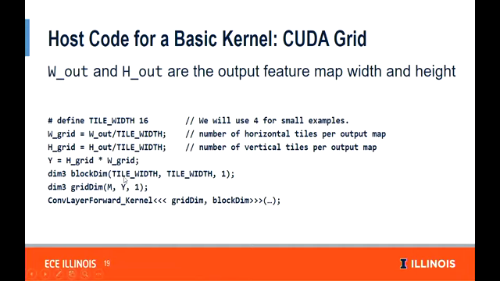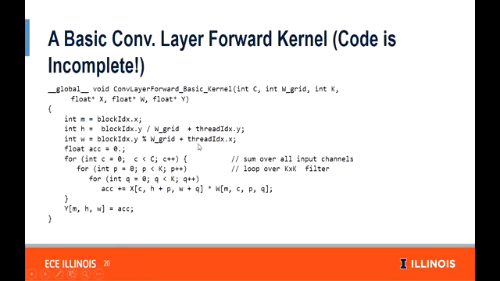The block dim is tile width by tile width, and then the grid dim is going to be M, which is the number of output feature maps. The Y is the total number of tiles in each output feature map, linearized. And 1 is reserved for indexing into the batch images, for your final project. And the convolution kernel can be very, very simple.